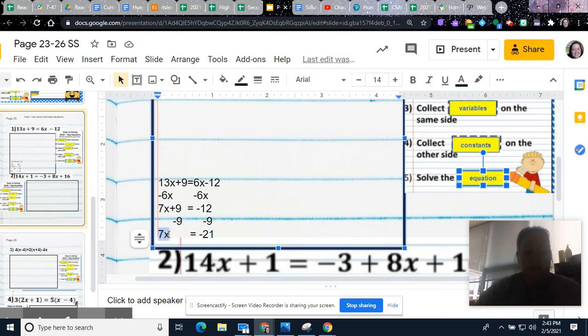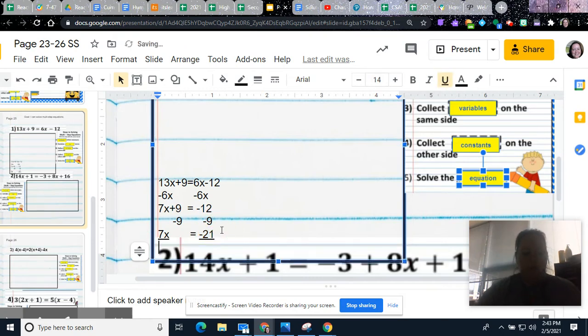So the opposite of times is divide. So control U for underline, or you can come up here and click it. Same thing here, control U or hit the underline. And we want to divide both sides by 7.